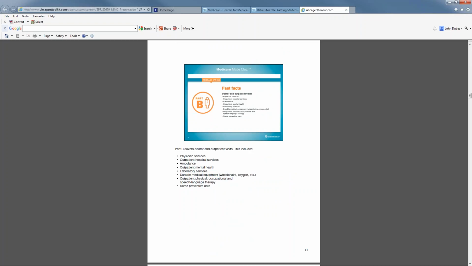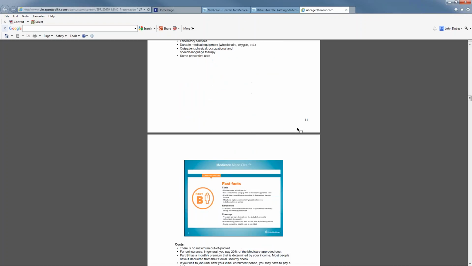The Part B coverage, it covers doctor and outpatient visits, and that includes physician services, outpatient hospital services. So just because a service is performed in the hospital and you're not admitted and it's considered outpatient, it's Part B, not Part A. It helps with the ambulance costs. It helps with outpatient mental health services, lab services, DME, durable medical equipment, things such as outpatient physical, occupational, and speech language therapy, and helps with some preventative care.